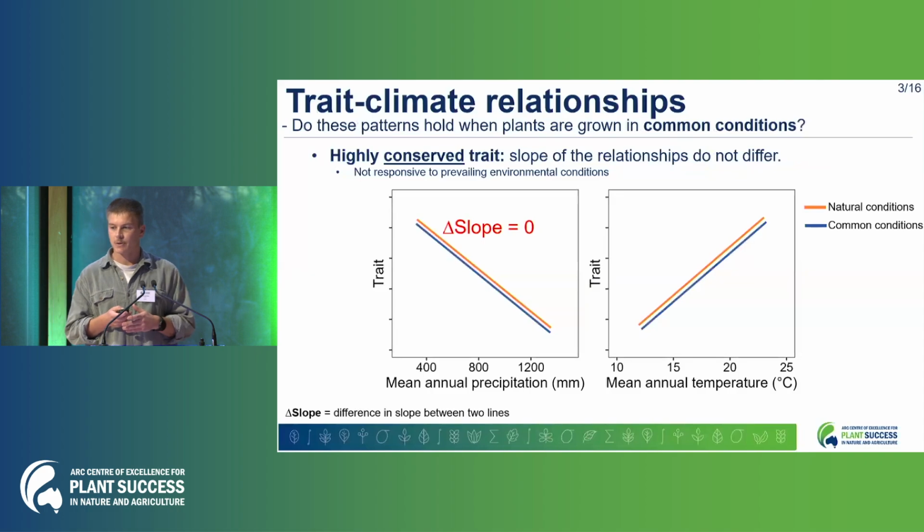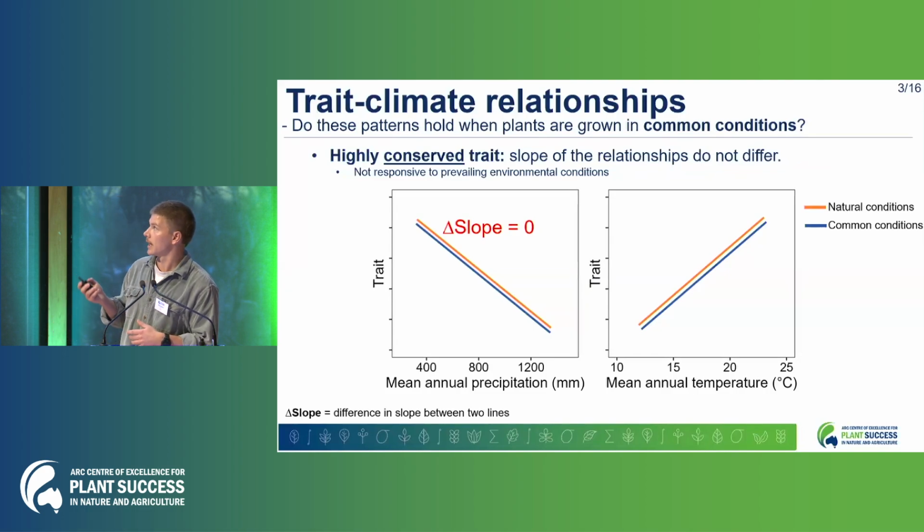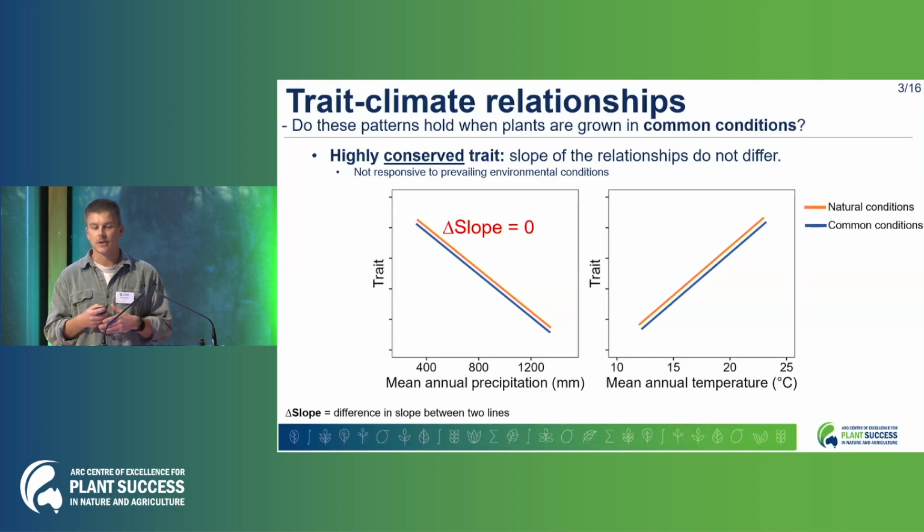We can address this with common gardens, where we grow plants from a range of different environments under a common set of conditions. Here I'm just showing that now in blue. This is where we still measure those same traits on the plants, but we now relate it to the climate of origin, so where those plants are from.